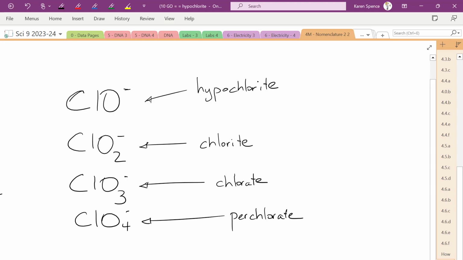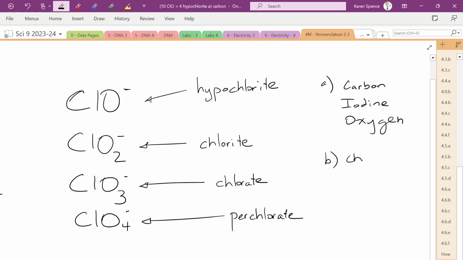I'm going to give you two options. Option A, carbon, iodine, oxygen. Or option B, chlorine and oxygen. Tell your partner, do you like option A or do you like option B?